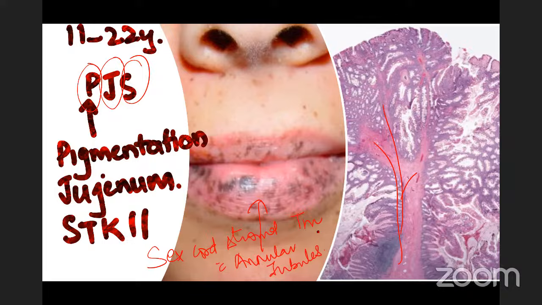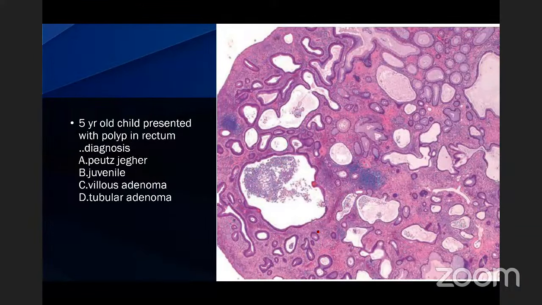Apart from that, look at another question. This is a 5-year-old child who presents with a polyp in the rectum. What is the diagnosis? When you see these kinds of distended glands in the rectum, this is very classical of juvenile polyp. Please remember, this is juvenile polyp, which usually is associated with SMAD mutations. They also have pulmonary AV malformations, and this usually occurs in the child, and there are distended glands like this. So that's your juvenile polyp.